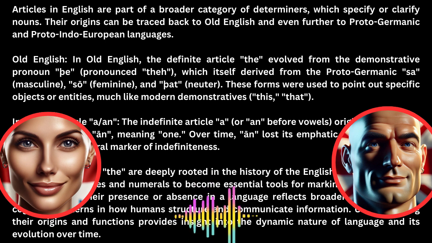That's really interesting. They do indeed, and that connection to number ties into a fascinating concept called grammaticalisation, which we'll explore more in part 2 of our deep dive.